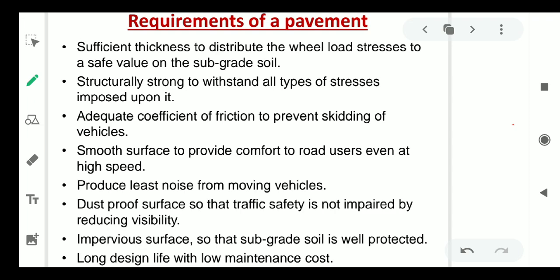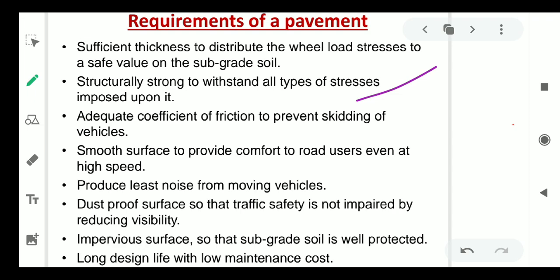All types of stress mean the vehicular stress, the major stress or the major load, that is wheel stresses. After that, in case of the rigid pavement, thermal stresses are also induced. So all the types of pavement stresses imposed upon it can be strongly withstood without any type of failure of the pavement.